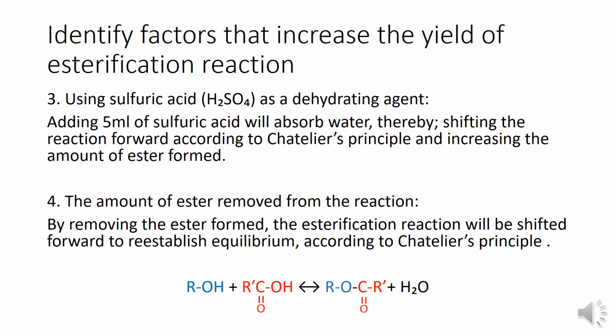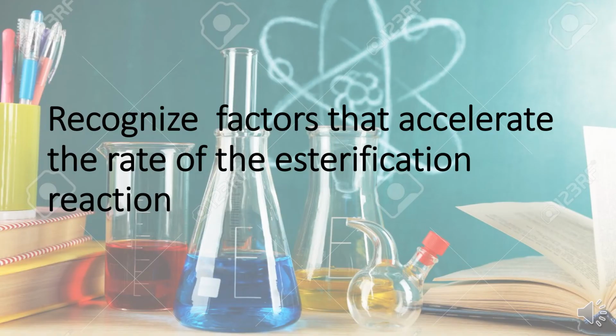Now, the fourth factor is the amount of ester removed from the reaction. By removing the ester formed, or collecting the ester, the esterification reaction will be shifted forward to re-establish equilibrium according to Le Chatelier's principle. As a result, the percentage yield increases. Now, the last objective is to recognize factors that accelerate the rate of the esterification reaction.